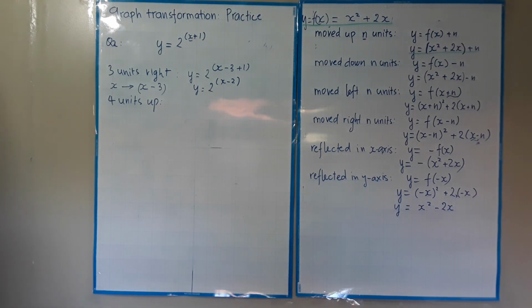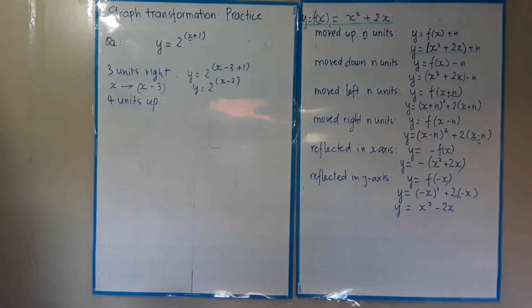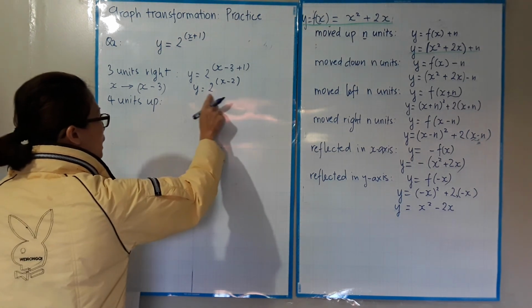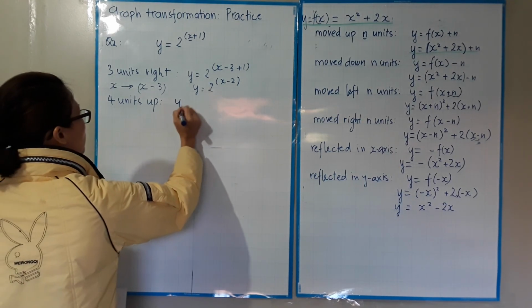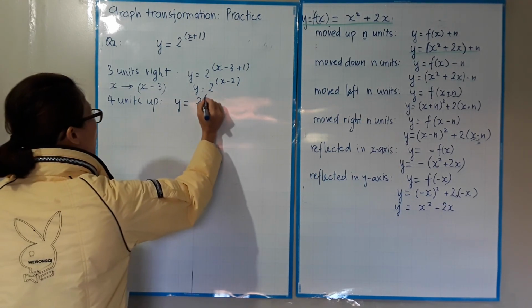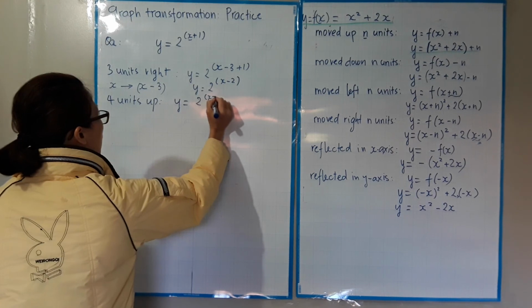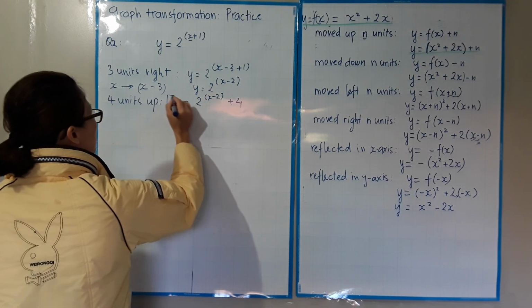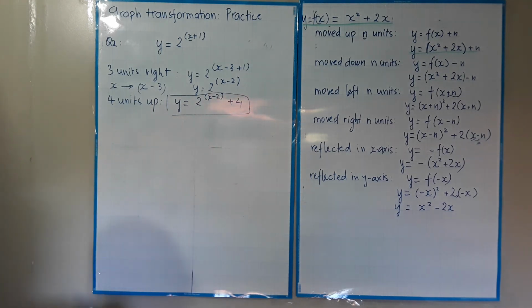Next step, 4 units up. When it's moved up 4 units, you simply just add 4 to the right side of the equation. I mean this one. Okay? So you have y equals 2 times 2 to the power of x take away 2 and plus 4. And that is your final answer. Okay?